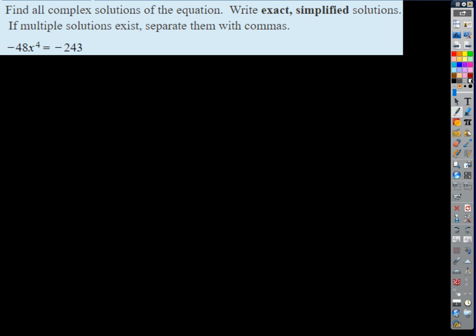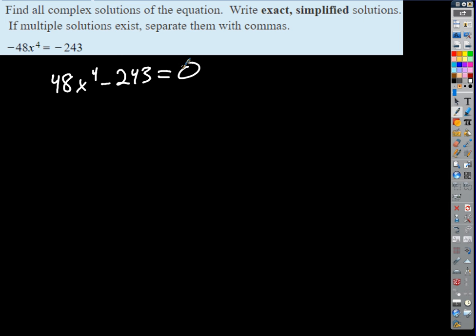So what do you think? I want to set that thing to 0. Why don't we set it to 0 by adding that to the other side? How about that? Because you want it to be positive. Right, that makes it easier. We get 48x to the 4th minus 243 equals 0. Okay? Now what?